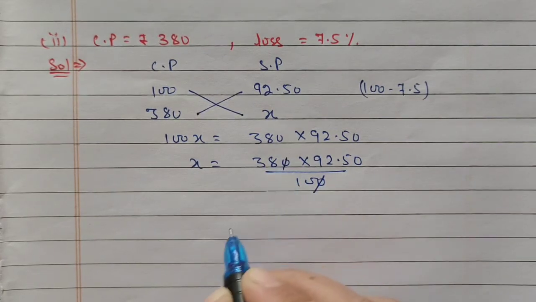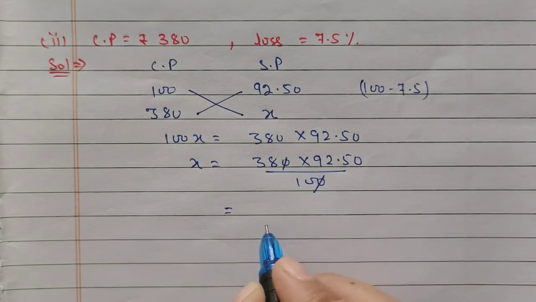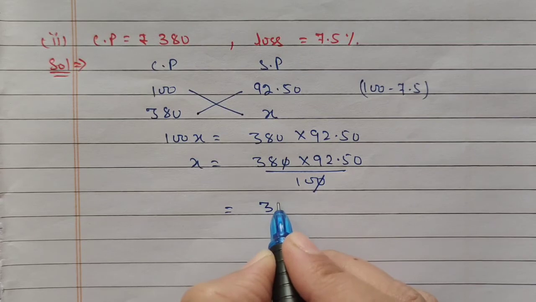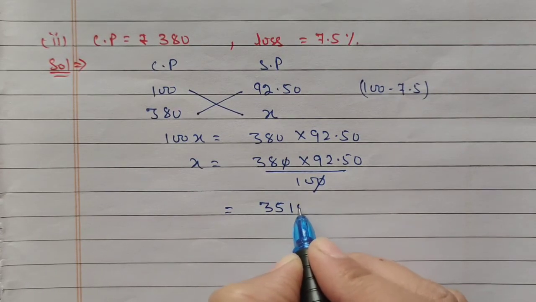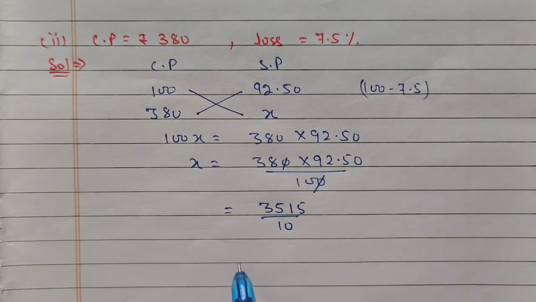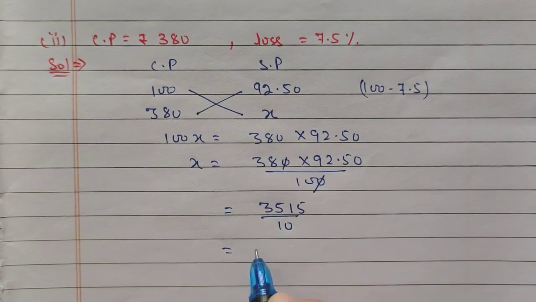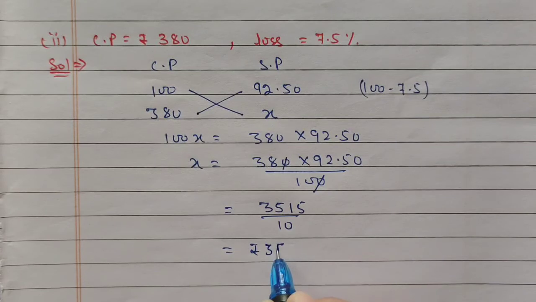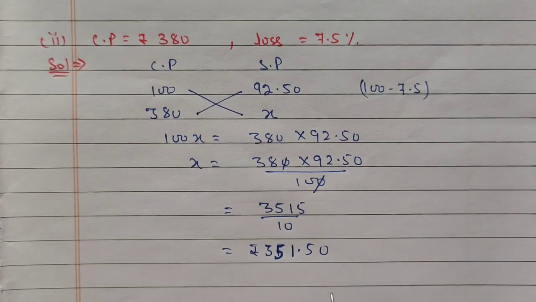So x is equal to 380 multiply by 92 rupees 50 paise divided by 100. So 10 we can cancel out and these two numbers we can multiply. We'll get 3515 rupees by 10. If we divide with 10 then one decimal will come. 351.50. This is the selling price of the article.